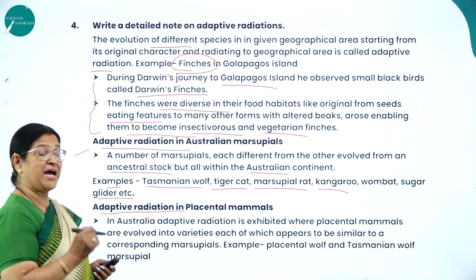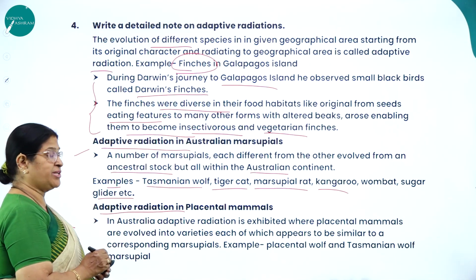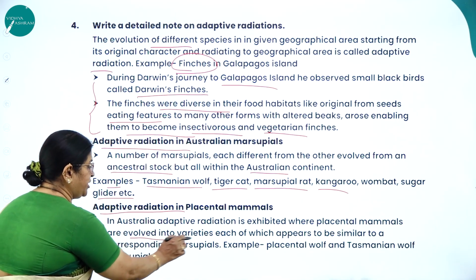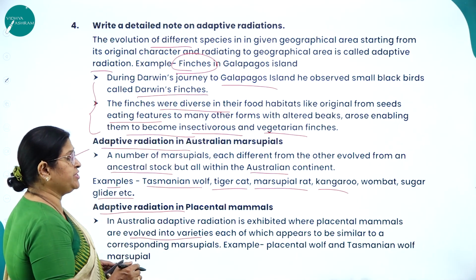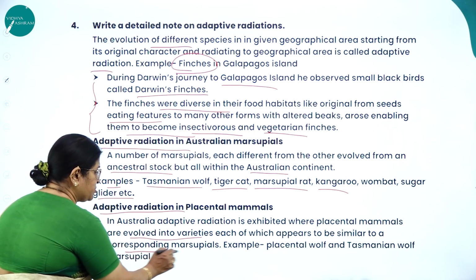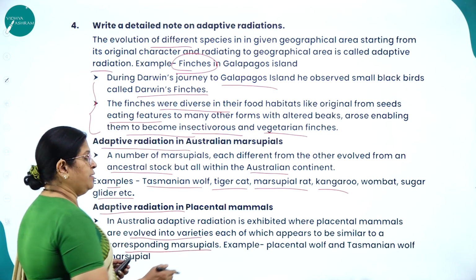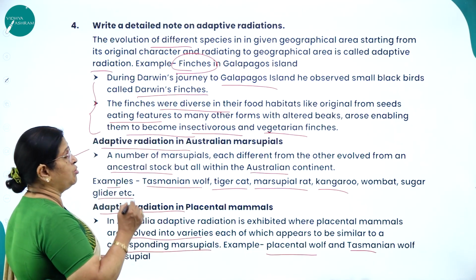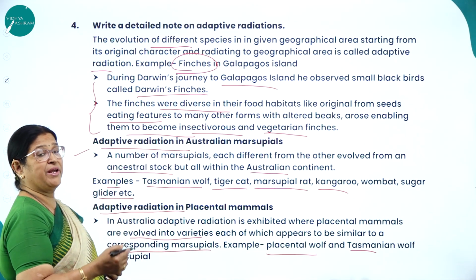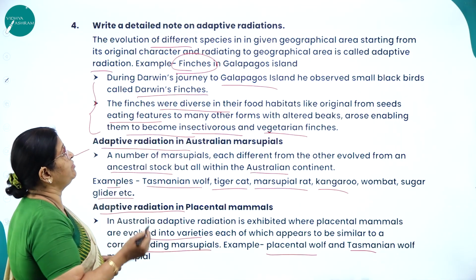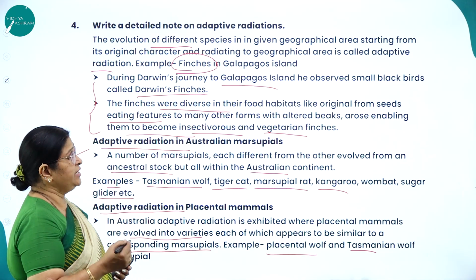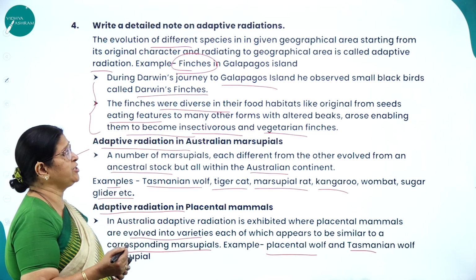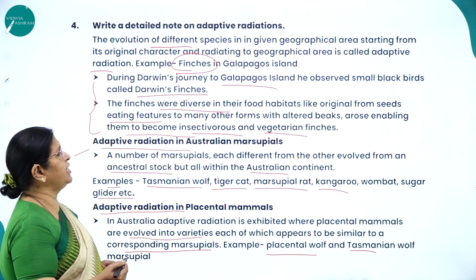Adaptive radiation in placental mammals. In Australia, adaptive radiation is exhibited where placental mammals evolved into varieties, each of which appears similar to a corresponding marsupial. Examples: placental wolf, Tasmanian wolf, marsupial. So, what is adaptive radiation? You have to explain it with an example. The evolution of different species in a given geographical area starting from its original character and radiating to geographical area is called adaptive radiation.